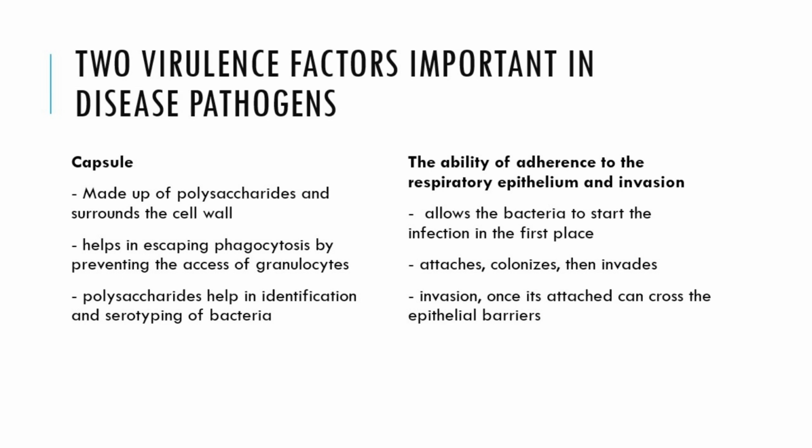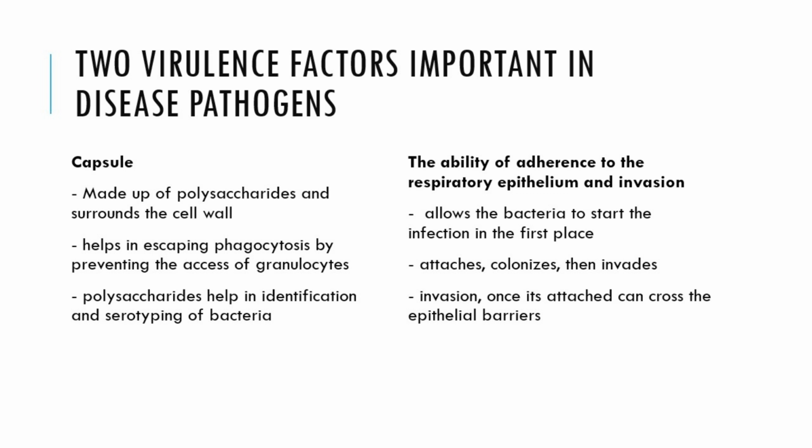The 2 virulence factors important in disease pathogens: the first one would be the capsule. It's made up of polysaccharides and surrounds the cell wall. It also helps in escaping phagocytosis by preventing the access of granulocytes. And the polysaccharides also help in identification and serotyping of bacteria.